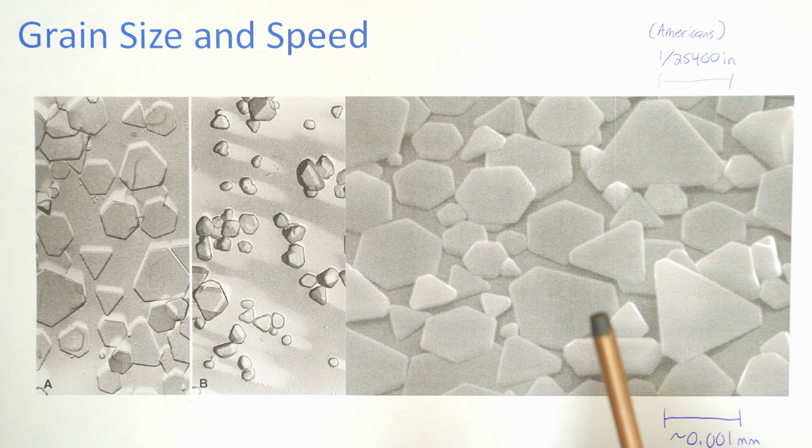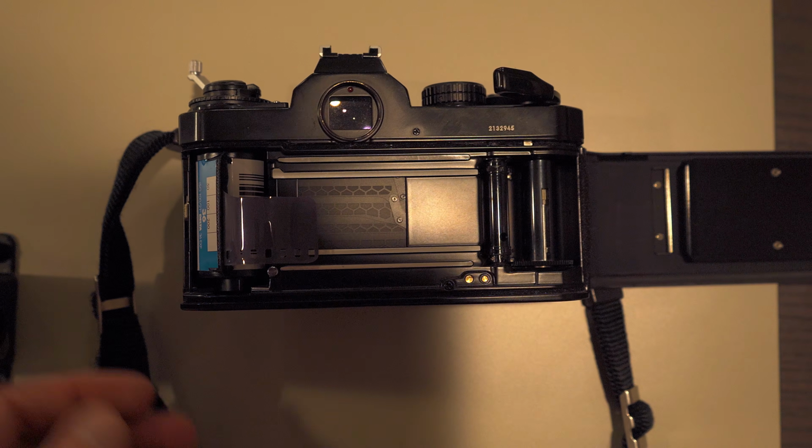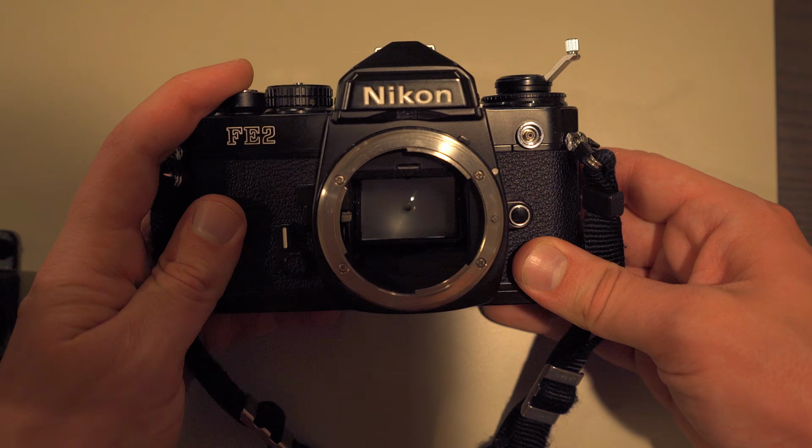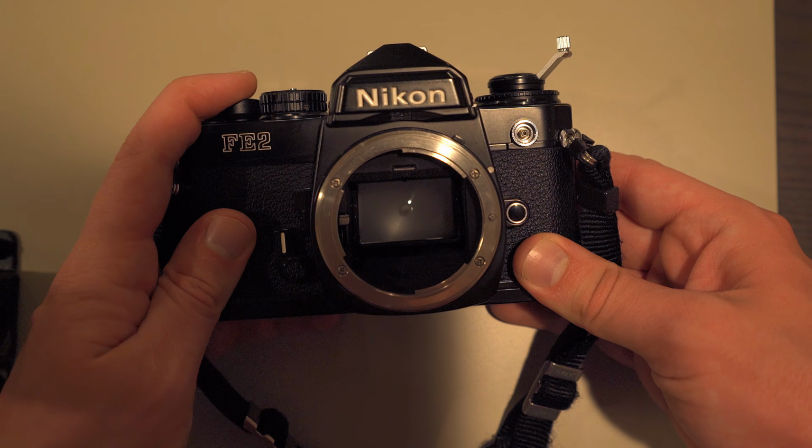All right, now let's get to using a camera. Silver halide grains start their life as translucent in the dark and remain completely unexposed until someone is ready to take a photo.